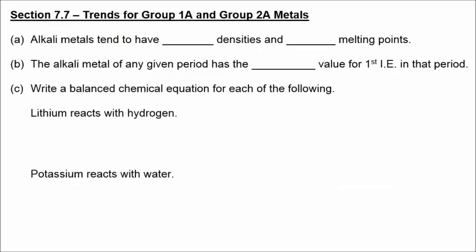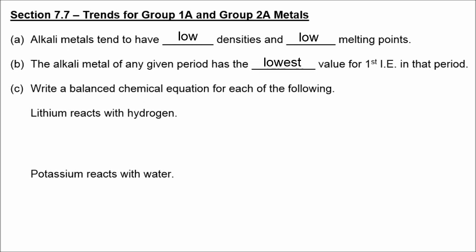All right, section 7.7, trends for group 1A and group 2A metals. So alkali metals and alkaline earth metals. Alkali metals tend to have low densities and low melting points. The alkali metal of any given period has the lowest value for first ionization energy in that period.